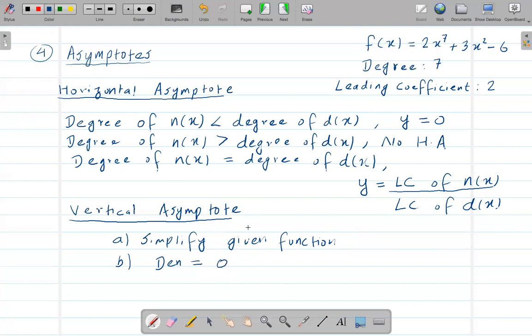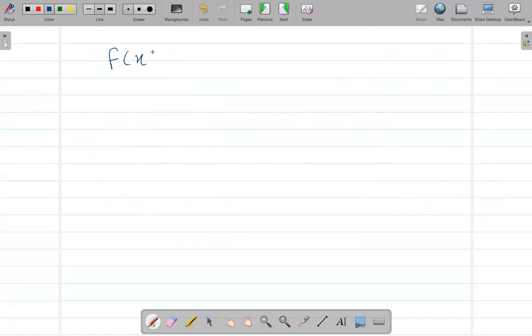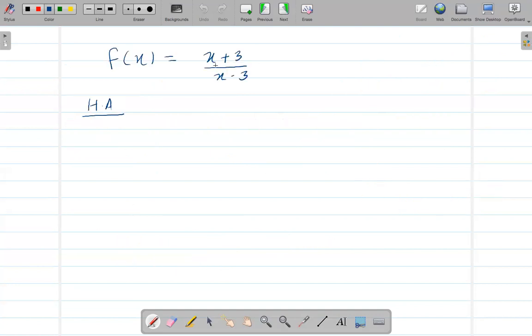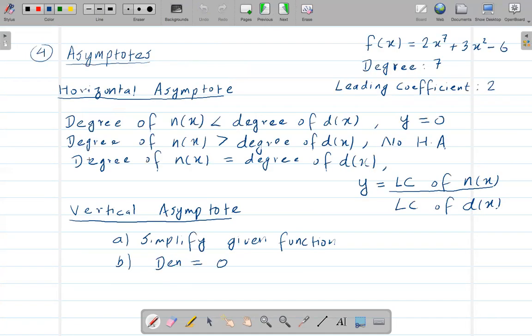Now what we can see in this case is that we have the function f of x is equal to x plus 3 over x minus 3, right? To find the horizontal asymptotes, let's look at the conditions. It looks like the degree of the numerator and the degree of the denominator are going to be the same. The numerator has a power of 1, and the denominator also has a power of 1. So it looks like we have this third condition.